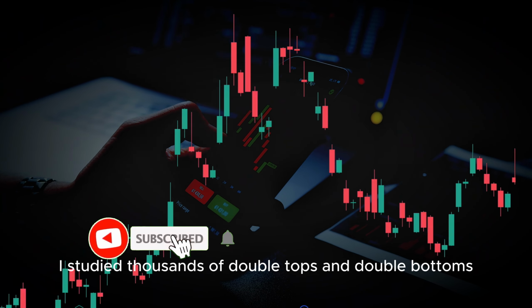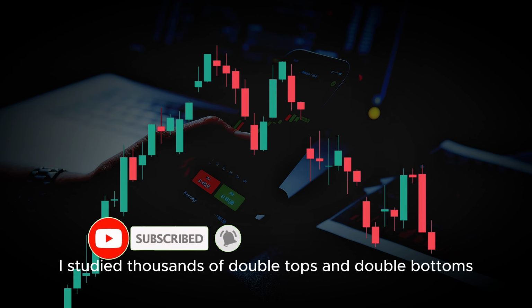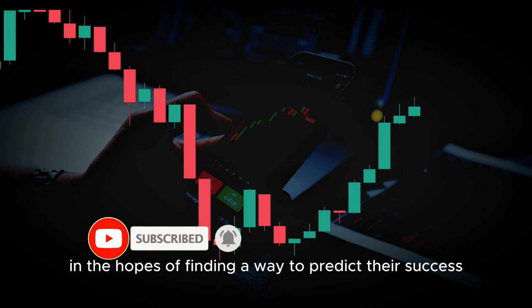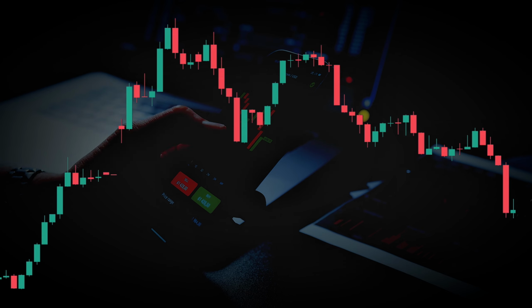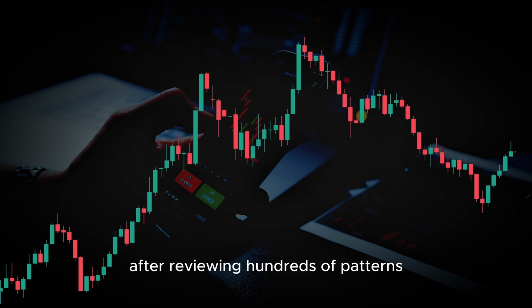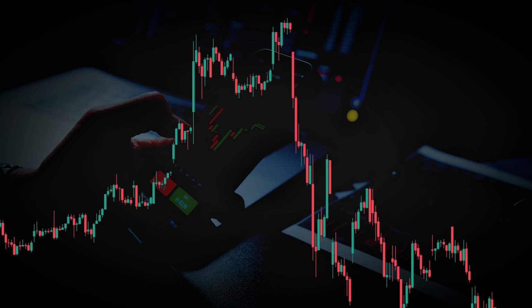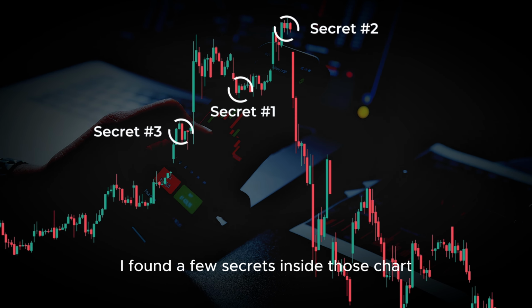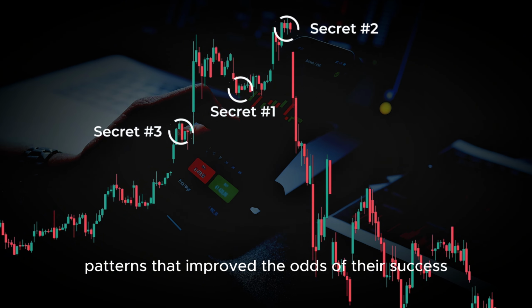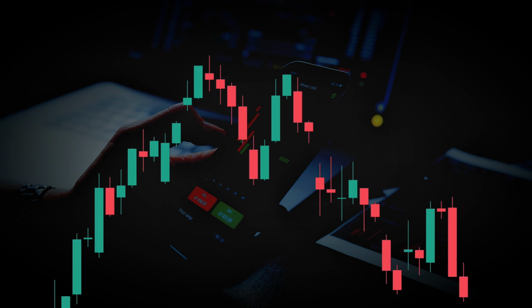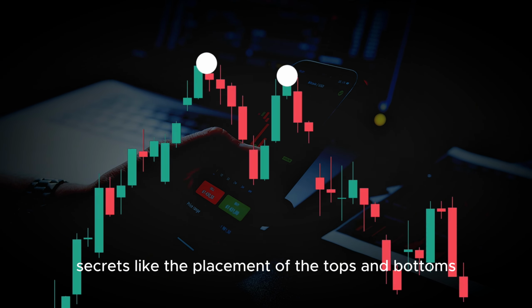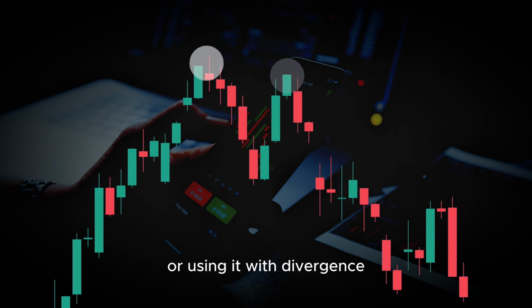Last month, I studied thousands of double tops and double bottoms in the hopes of finding a way to predict their success. After reviewing hundreds of patterns, I discovered something. I found a few secrets inside those chart patterns that improved the odds of their success. Secrets like the placement of the tops and bottoms, or using it with divergence.